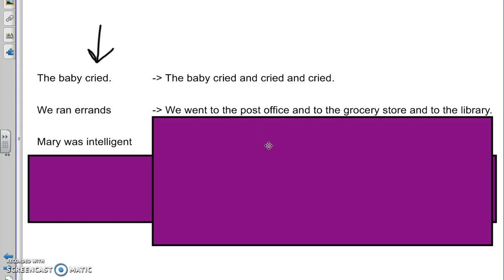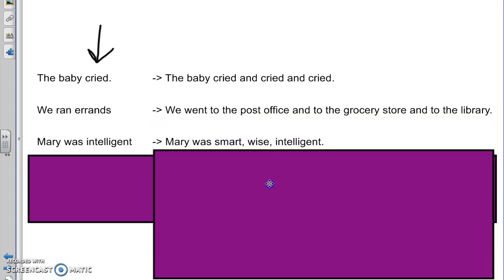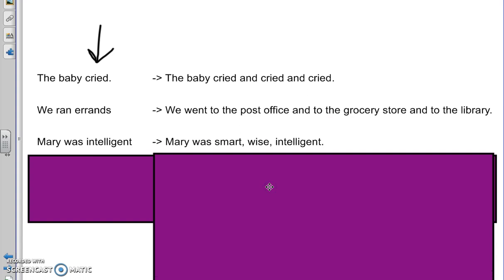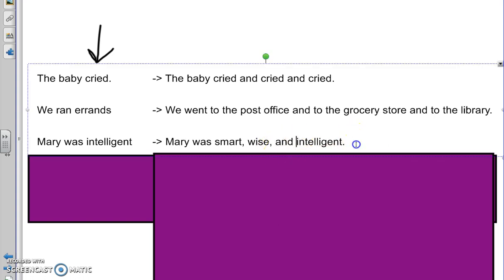Are you thinking about a different way that you could use the power of three? Mary was smart, wise, and intelligent. It just gives a little bit more information and it sounds better in your writing.